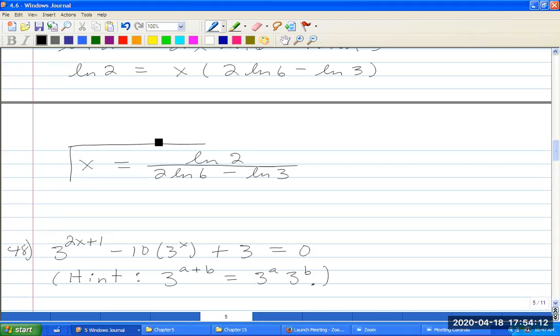Again, they don't want the exact form, so I'll plug this into my calculator. You could actually write this as log base 12 of 2, but it's not such a nice number. So x is approximately 0.2789429457.